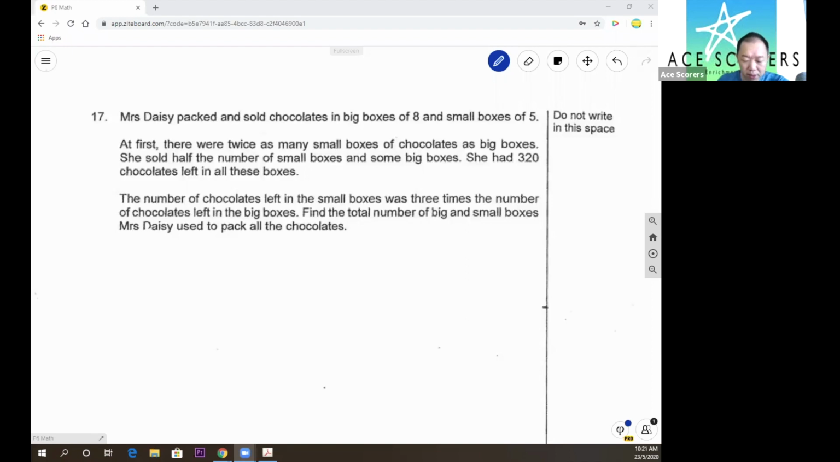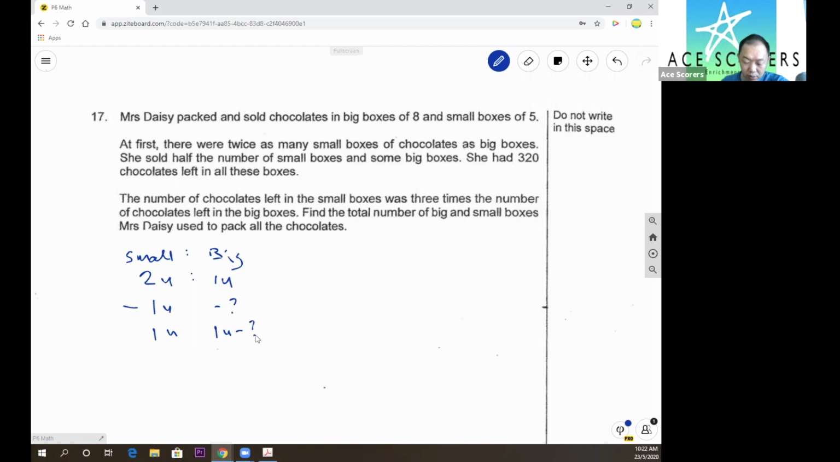Okay, there were twice as many small as big. So I got small is to big, 2 units, 1 unit. Twice. This is at first. She sold half the number of small boxes and some big boxes. So minus 1 unit, left 1 unit. This one minus question mark. Alright, she had 320.